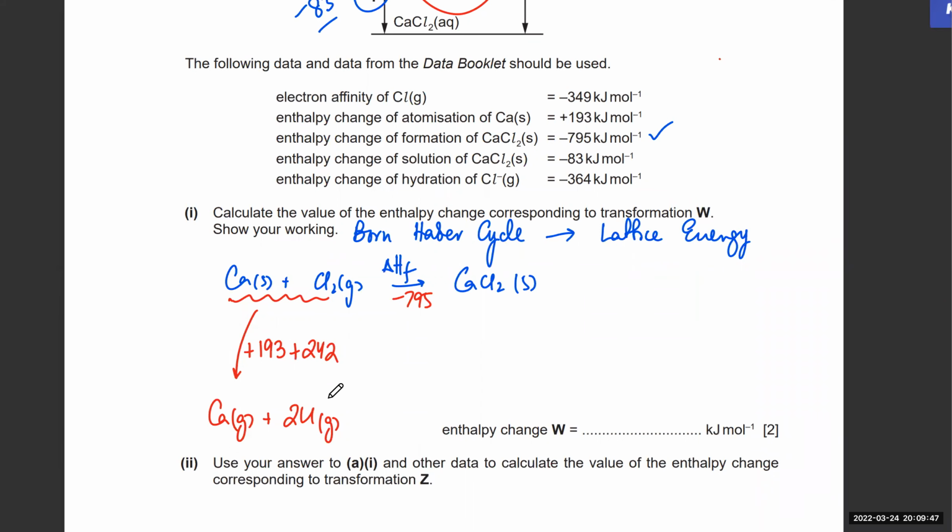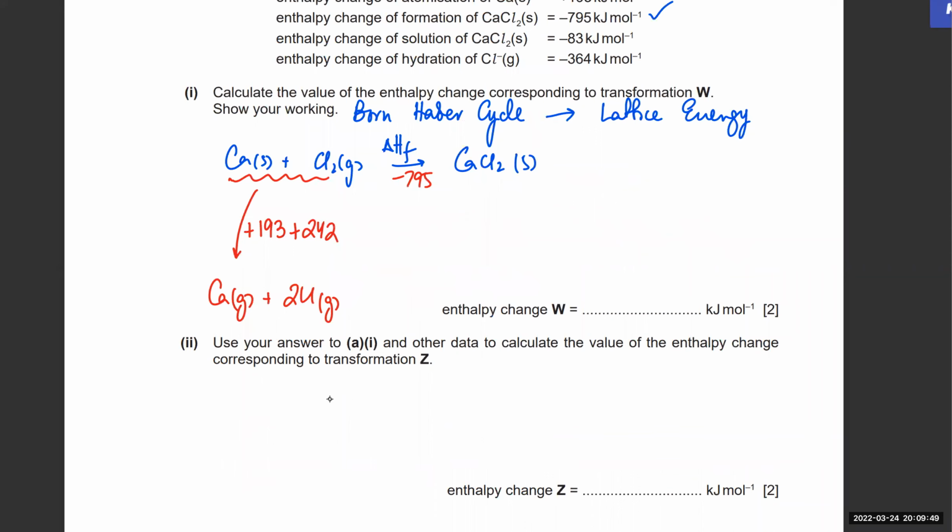Once you have atomized them, you're going to ionize them. So how do you ionize them? You turn calcium into 2+ gaseous ions. And in the same step, you can do the other one. Cl can gain the electrons and it can form a Cl-1 gaseous ion.